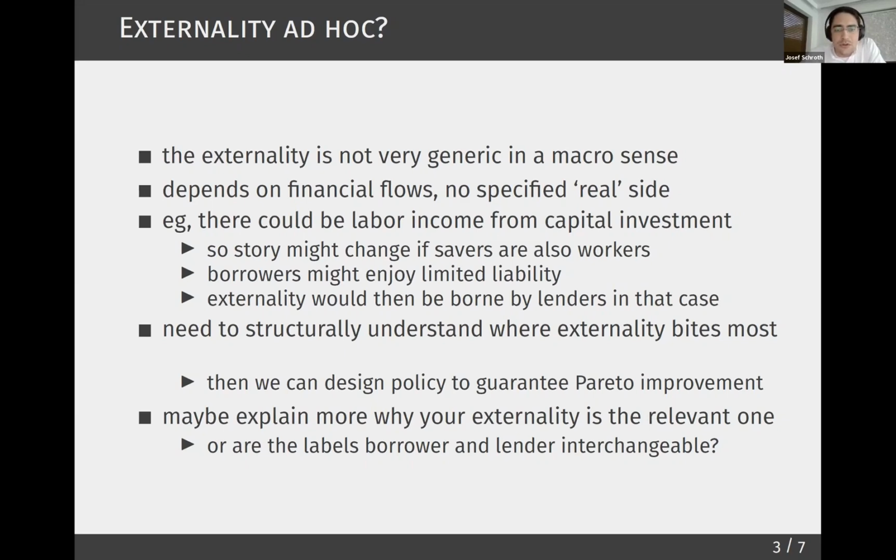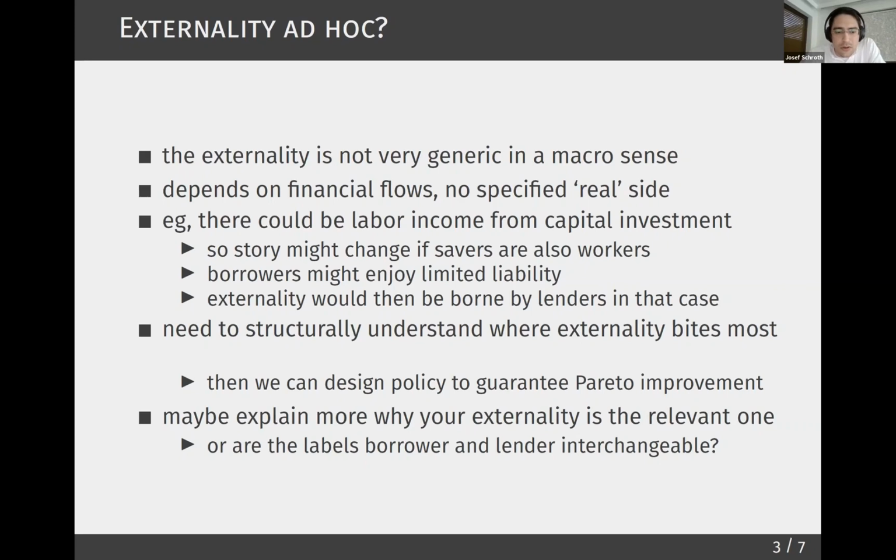But I think just as an example, you could consider labor income coming from capital investment. Maybe the story could change if savers are also workers. Borrowers might enjoy some limited liability, then the externality might potentially be borne by lenders in that case. So I think it's important to structurally understand where the externality bites most, and then we can design policies that guarantee a Pareto improvement.